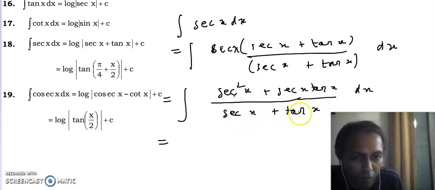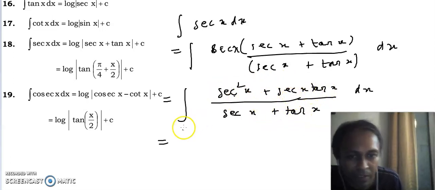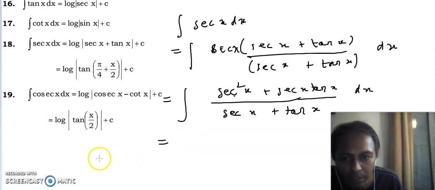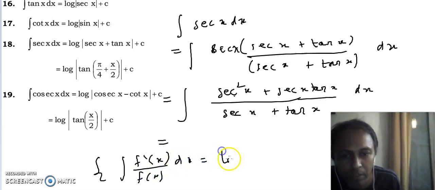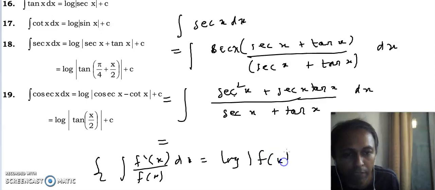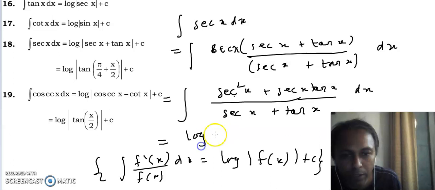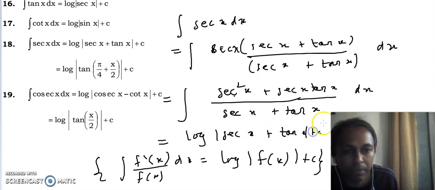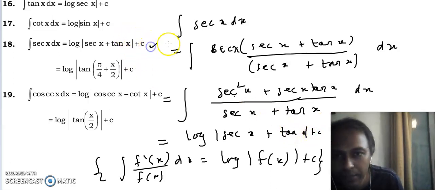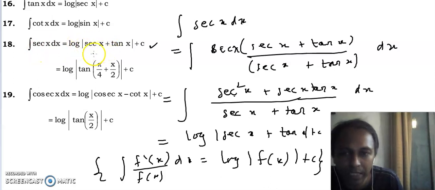So this complete thing is like f of x, while the numerator is like f dash x. So what did we try teaching you earlier? Integral f dash x upon f of x is how much? Log of mod of f of x plus c. So here the answer would be log of mod of sec x plus tan x plus c. Hence this result. One more time, integral of sec x is log mod sec x plus tan x.